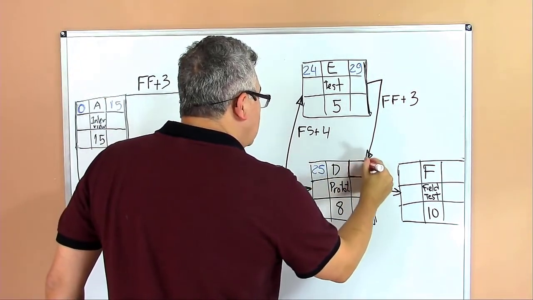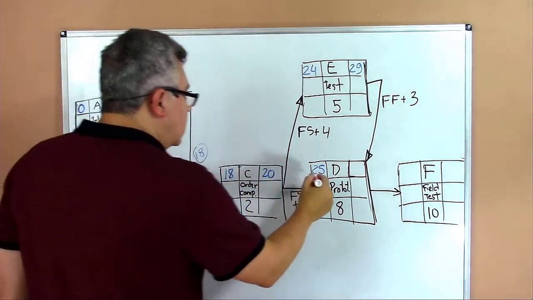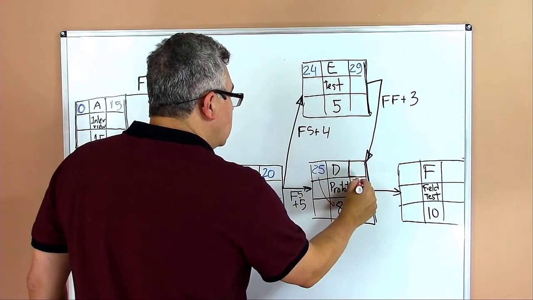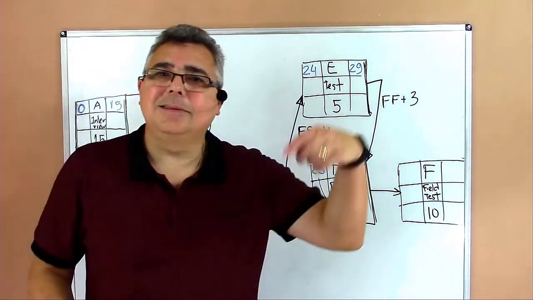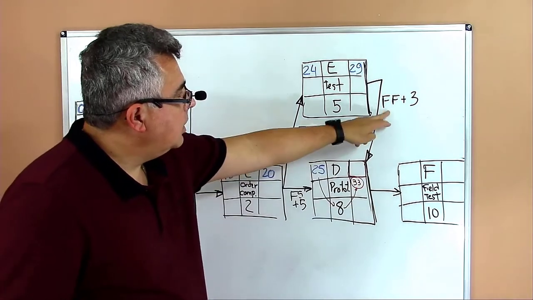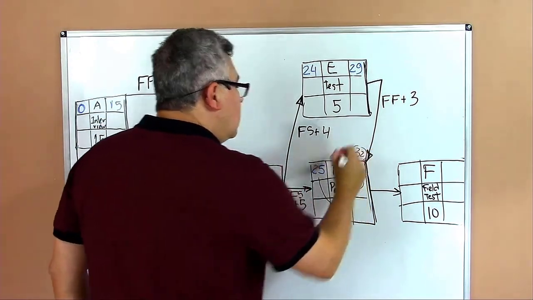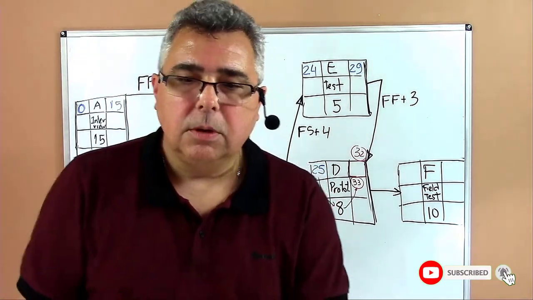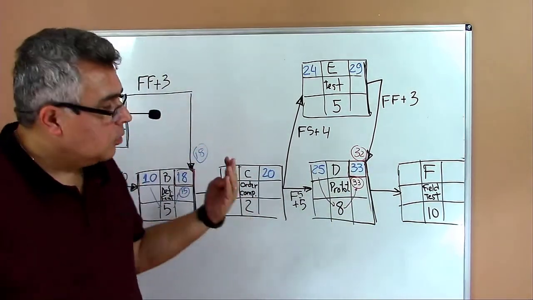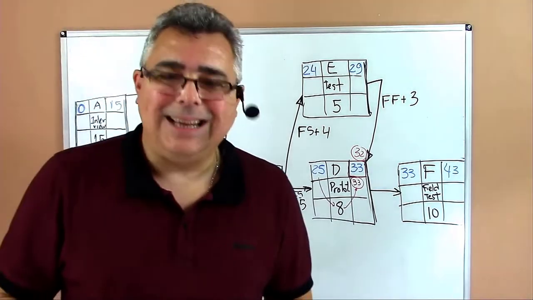Activity D. Again, I have two conditions that I have to fulfill in order to finish the task. The conditions are, first, we have to wait the execution, and 25 plus 8 goes up to 33, is that right? And I have an external condition, because I can just finish activity D 3 days after finishing activity E. So 29 plus 3, 32. Because I'm on a forward path, I have to fulfill the worst condition. And so the worst condition here is 33. Then I move 33 for the next activity, and I have 43 as the project end date.